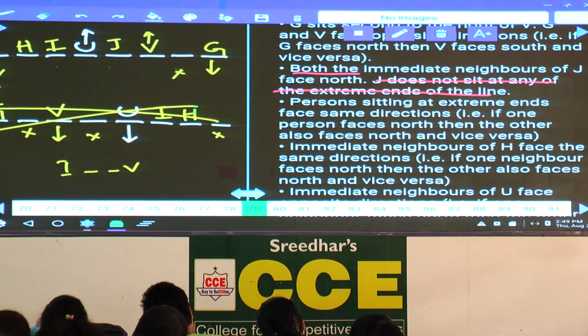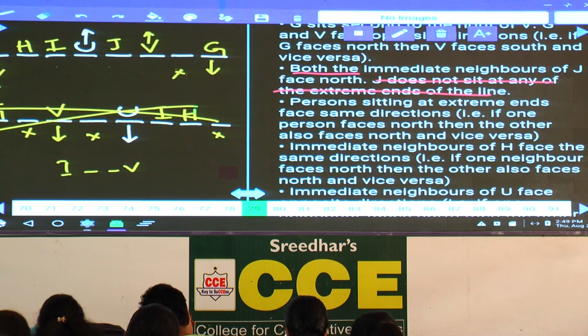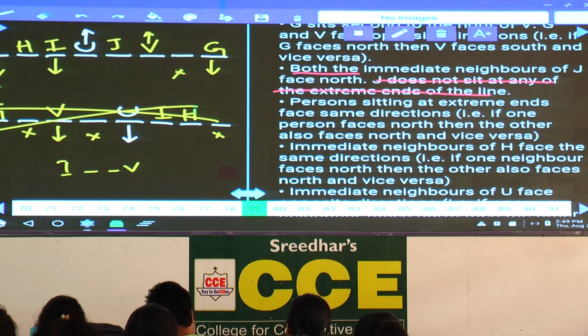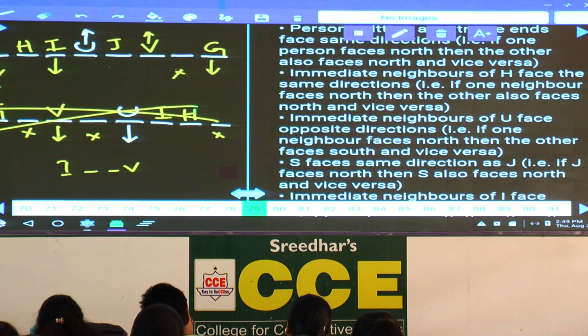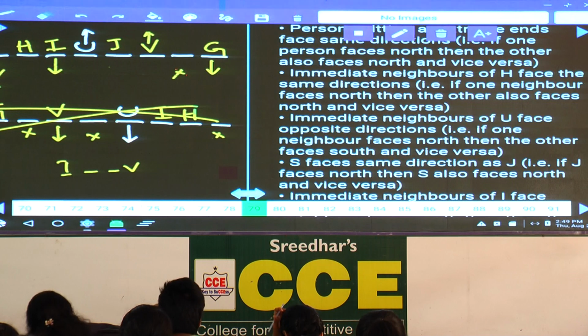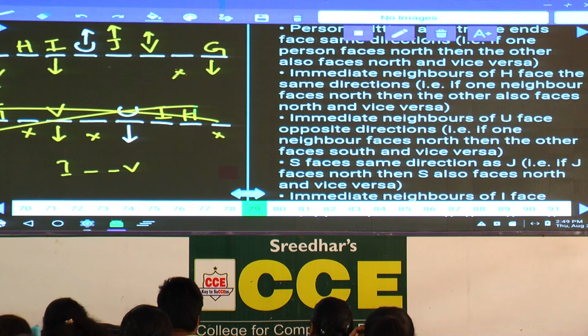And next one, the immediate neighbors of H face the same direction. Now this I and this person must also be facing south. And next one, the immediate neighbors of U face opposite directions. U's immediate neighbors face opposite, I is south, so J must be towards north.